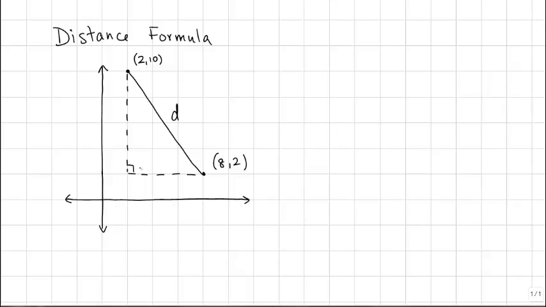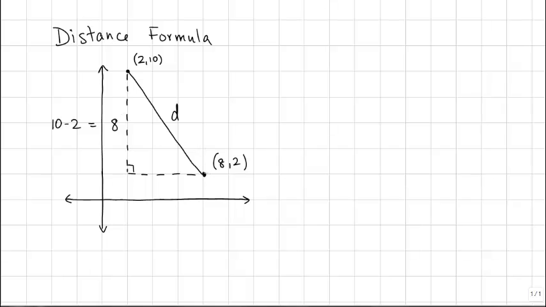So what is the length of that vertical line segment? Well, the point at the top has a y-coordinate of 10. It's 10 units above the origin, or if you want, 10 units above the x-axis, whereas the point on the right is only 2 units above. So we can think of the difference between those, 10 minus 2, as the length of this line segment, one leg of the right triangle.